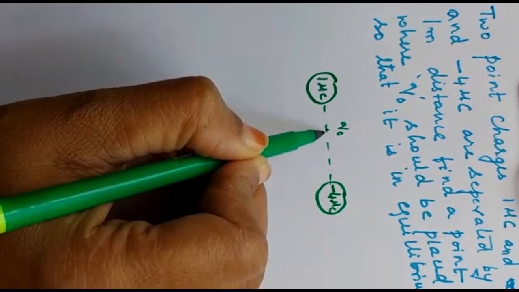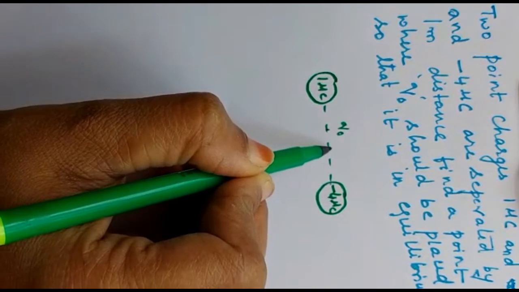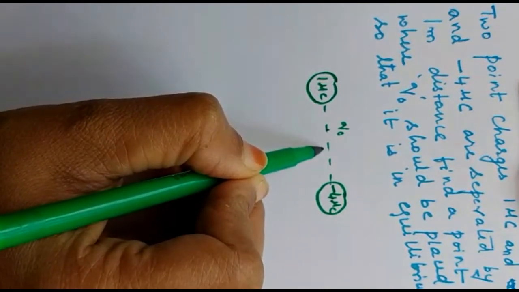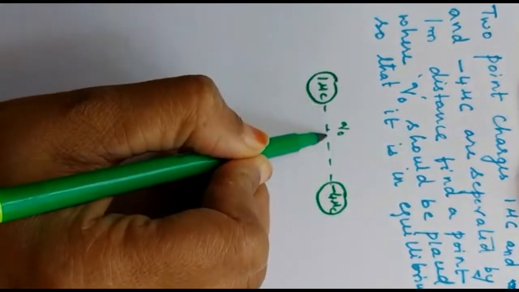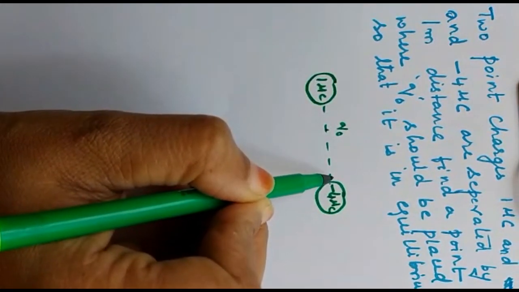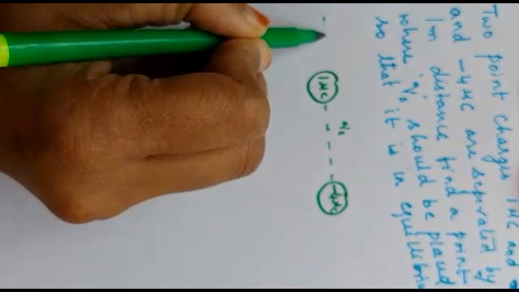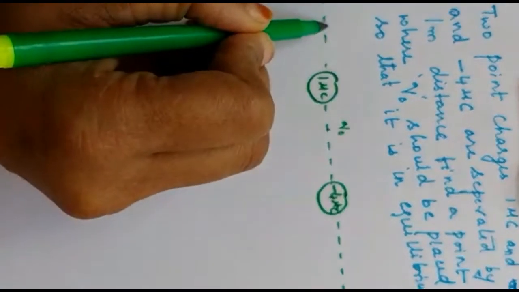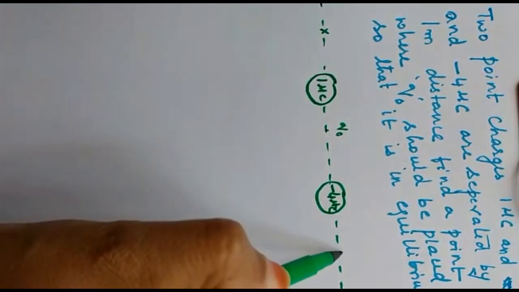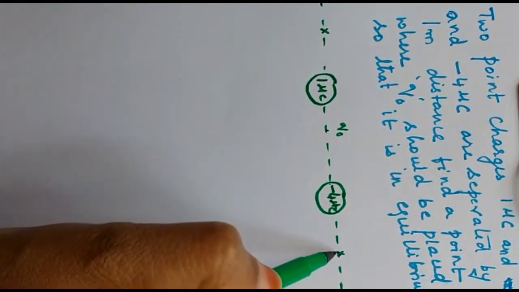If both forces are in the same direction, the net force will not become 0. So you cannot take a point along or in between the charges. Now either I should select it towards 1 microcoulomb here, or I have to select this point. Okay, let us choose which is the point.